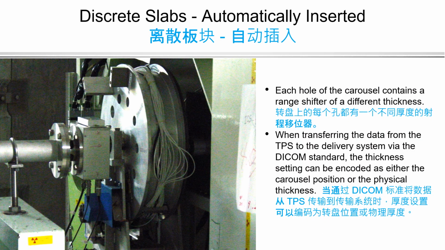A more common type of range shifter consists of multiple discrete slabs. This picture shows slabs mounted in a carousel that can be automatically rotated to different positions according to the treatment plan. Each hole of the carousel contains a range shifter of a different thickness. When transferring the data from the treatment planning system to the delivery system via the DICOM standard, the thickness setting can be encoded as either the carousel position or the physical thickness.